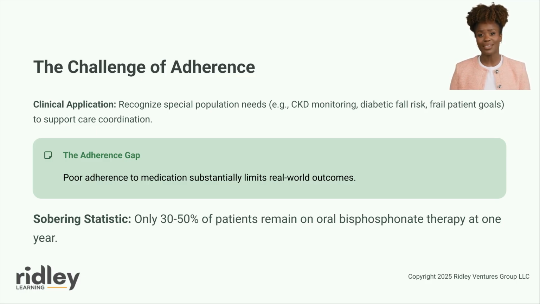This is a sobering statistic that highlights the gap between what our medications can achieve and what they actually achieve in practice. Fracture liaison services have emerged as the leading model for addressing the care gap between fracture occurrence and treatment initiation. There is growing evidence supporting their effectiveness in improving screening, treatment, and outcomes.